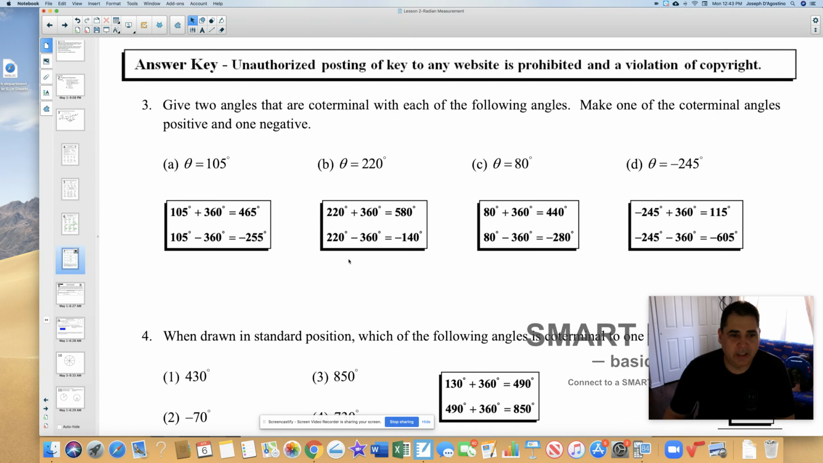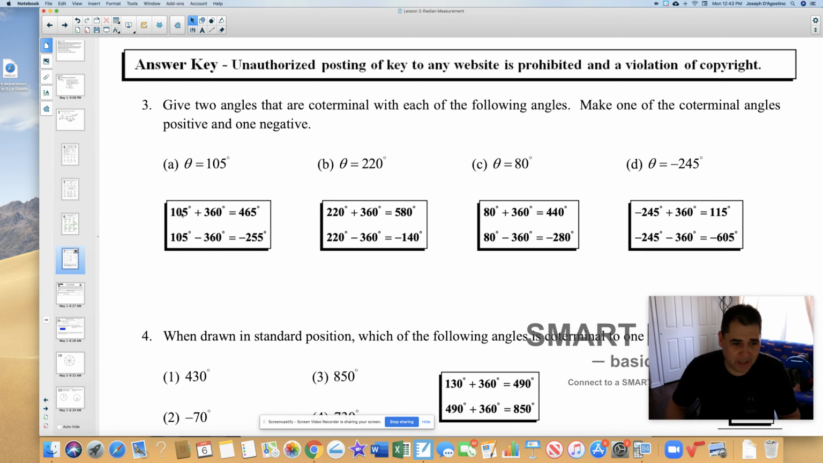All right, number 3. Give two angles that are coterminal with each of the following angles. Make one of the coterminal angles positive and one negative. Now, before, when we had an angle that was bigger than 360 or negative, I added 360 if it was negative, and I subtracted 360 if it was bigger than 360. Here, if I want a positive coterminal angle, I just add 360. If I want a negative, I just subtract.